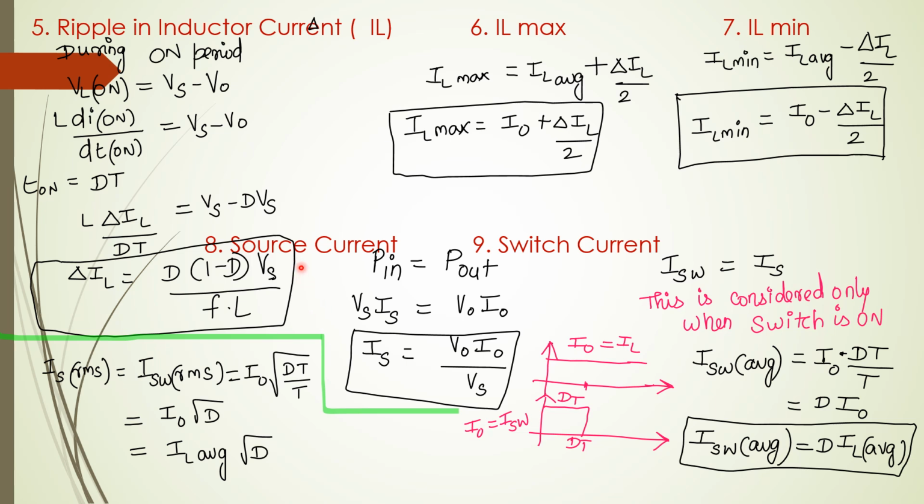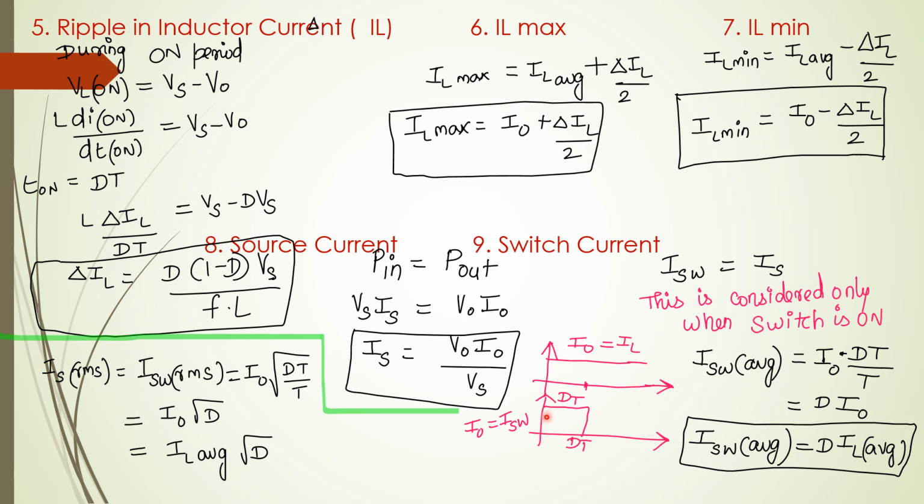Power input equals power output. Substituting that, you'll get the source current Is equals V naught into IL by Vs, that is I naught into D. If we want to find IL max and IL minimum, same like the boost converter, IL max is equal to IL average plus del IL by 2, and IL minimum is IL average minus del IL by 2. Substituting the values, we'll get it. IL average and del IL are substituted in the previous one. Switch current ISW is equal to IS. We can find the IS RMS also, and ISW average and RMS by this.